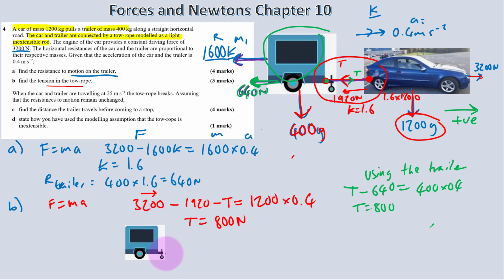So obviously the trailer's on its own. The rope here has broken, but if you're pulling at a force and you let go on a toy with a string, this will continue going forward. And it's asking you, well, how far, the distance, or s, it will travel after it breaks. So let's assume the resistances to motion are unchanged, so that is still 640 newtons from before.